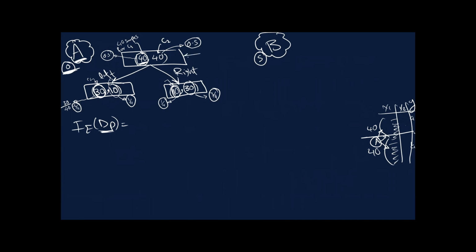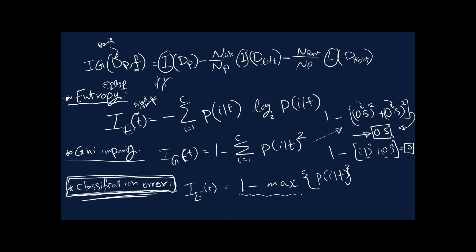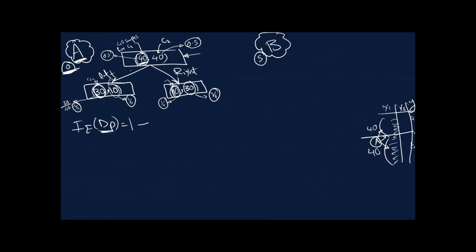So here we are looking at the parent. So 1 minus, I'm just following the equation, okay? So 1 minus the maximum probability. So it will be 1 minus the maximum between 0.5 and 0.5, which is 0.5. So this would give us 0.5. And this is the value of impurity, or classification error, for the parent.